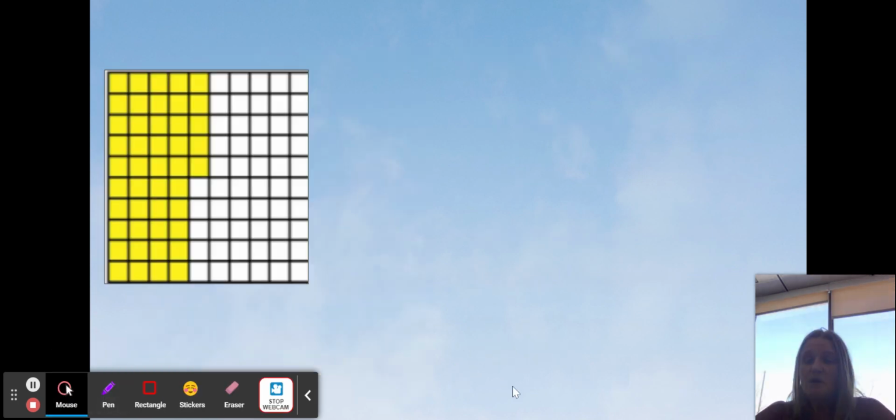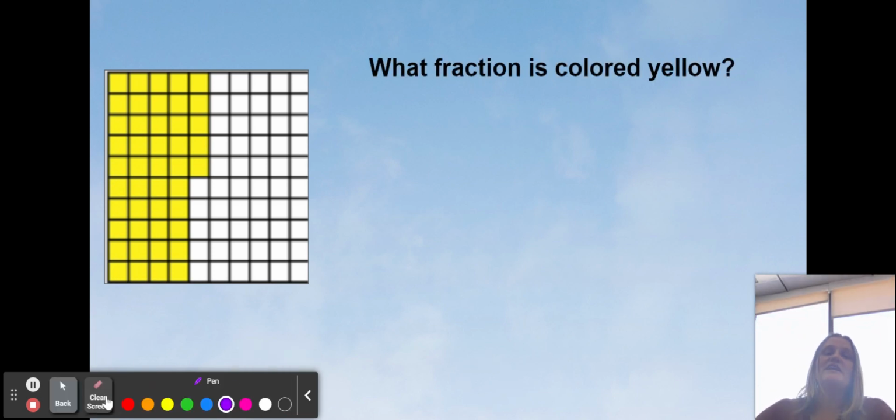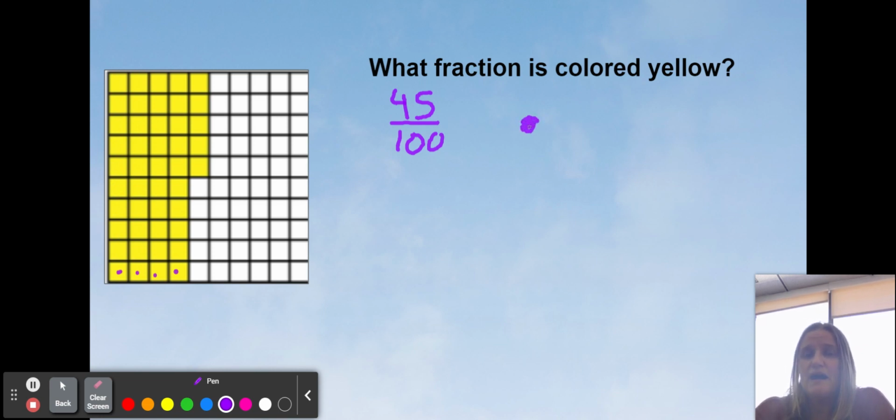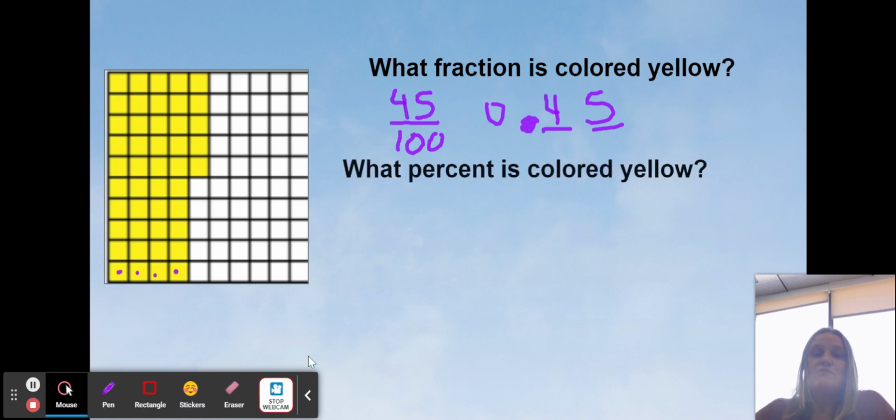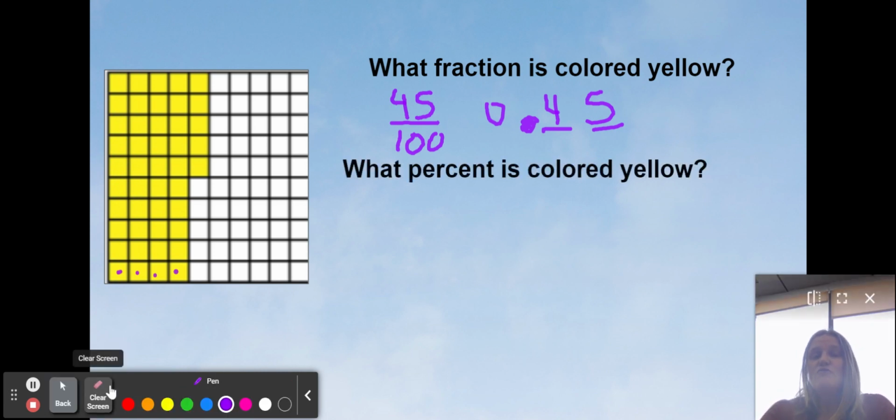All right, so here we have a picture of a hundredths block. Okay, so our first one is what fraction is colored yellow? So we can count by 10, 20, 30, 40, and then we have 5. So I know that that is 45 out of 100. Let's take a minute and let's write that as a decimal. So I know that hundredths has two spots after the decimal. We have 45 here and a 0. Okay. All right, let's try to see what percent is colored yellow. Well, 45 out of 100 or 0.45 is worth 45%.